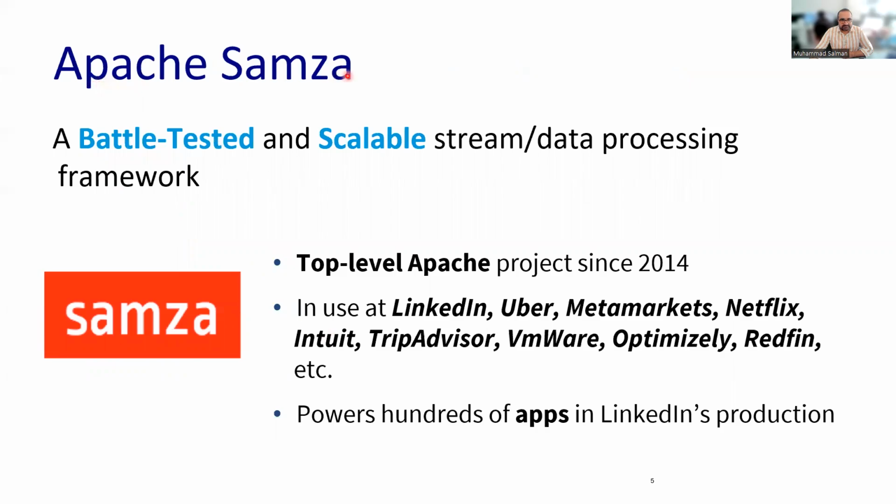So Apache Samza is a battle-tested and scalable stream data processing framework. We have data which is coming in real time, so we need an effective processing framework, and Apache Samza is one of them. It is a top-level Apache project since 2014, and it is supported by giants like Netflix, LinkedIn and Uber. These big companies are sponsoring Samza, and it powers hundreds of applications in LinkedIn production. What is the goal of Samza?